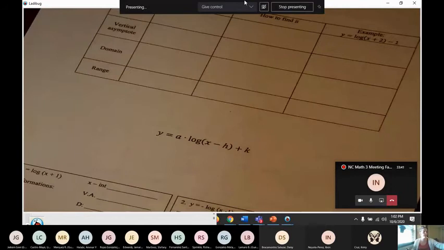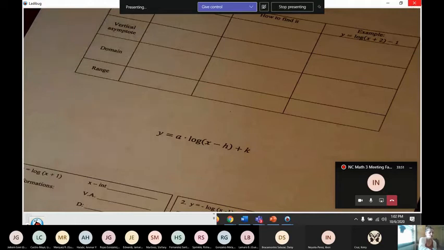Okay. We're going to move on to our key features. It's important that we cover those real quick today. We're going to do a few graphing problems, and you're going to finish the graphing problems on the back for your asynchronous time and for your homework.